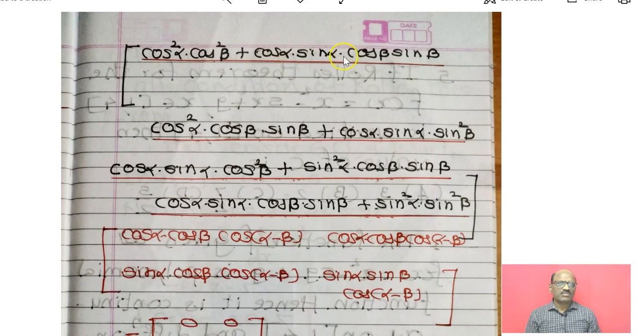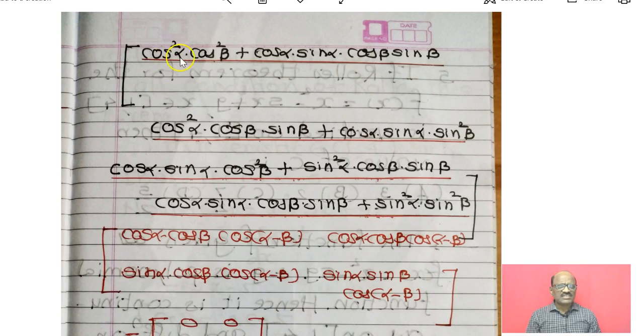cos of alpha sin of alpha into cos of beta and sin of beta. For the next, that is cos square alpha into cos of beta and sin of beta plus cos alpha sin alpha and sin square beta. This is the first element, called the A11 element, and this is A12. And again, this is the A21 element, and this is the A22 element.